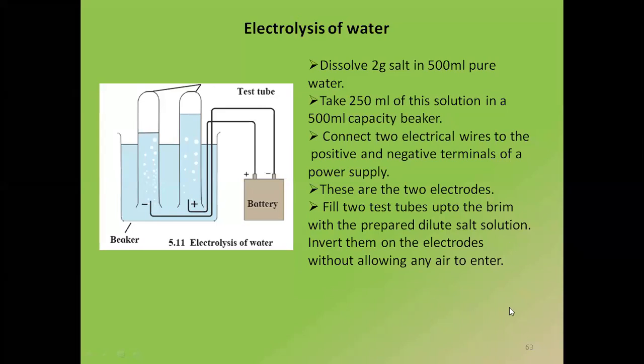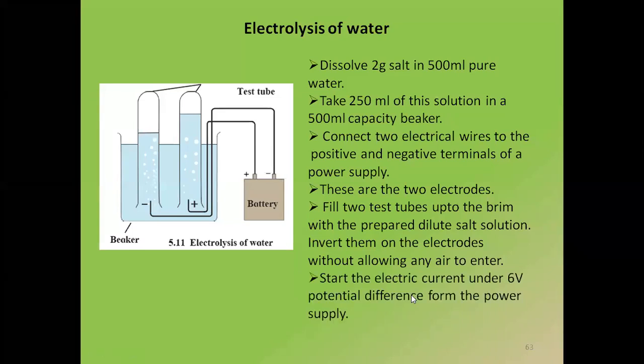Is it clear to you, everyone? Did you first understand the apparatus? If that is done, then we'll understand the concept. All right, very good. Now we'll start the electric current under a 6-volt potential difference from the power supply. These details are not so relevant because you are anyway going to do this experiment in the laboratory.